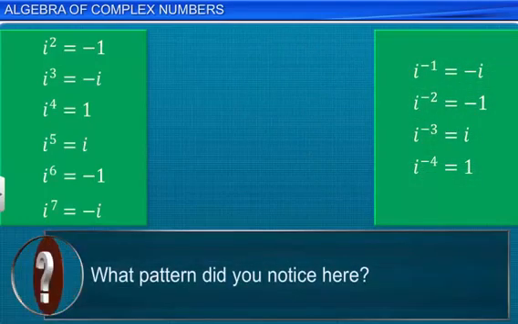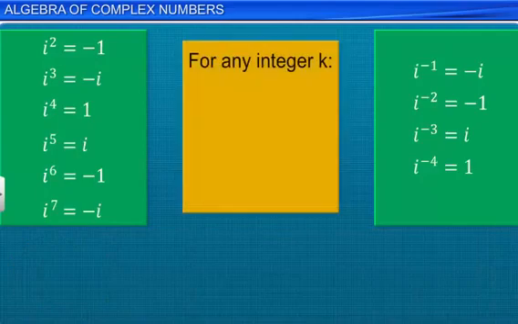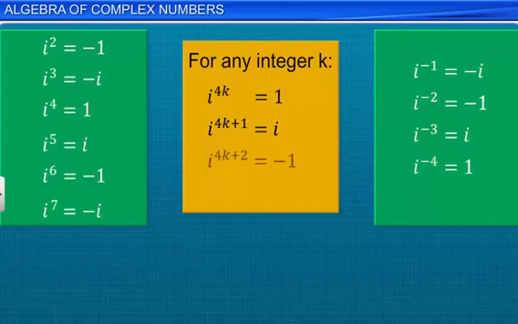What pattern did you notice here? For any integer k, i raised to the power 4k is equal to 1, i raised to the power 4k plus 1 is equal to i, i raised to the power 4k plus 2 is equal to minus 1, and i raised to the power 4k plus 3 is equal to minus i. These results are more useful while simplifying expressions involving complex numbers.